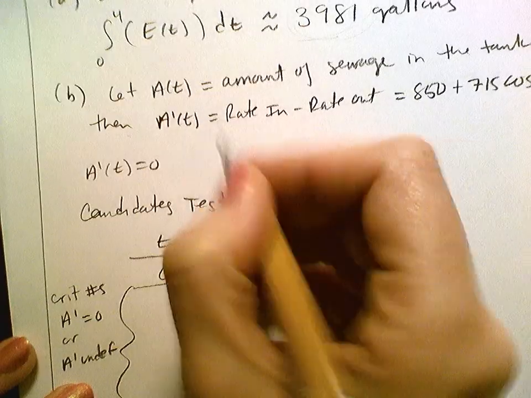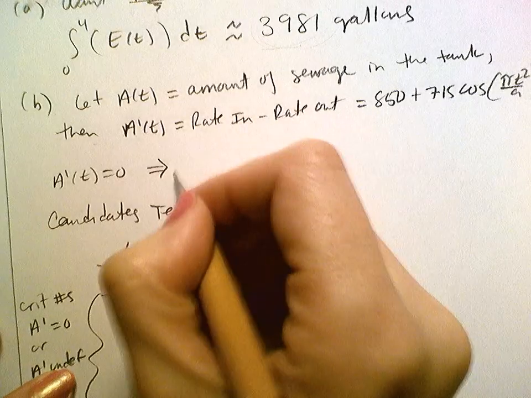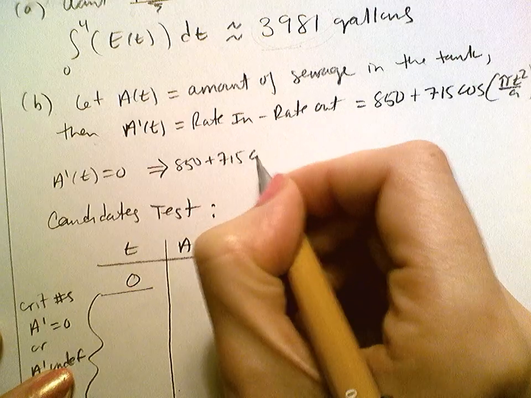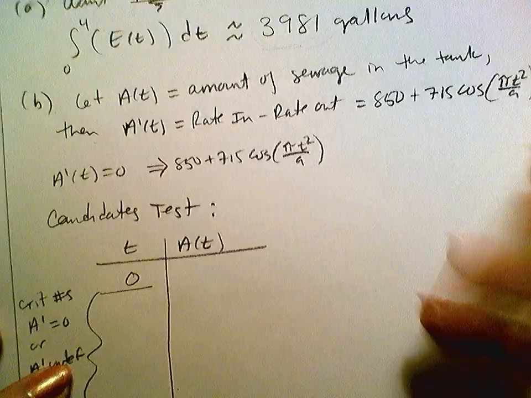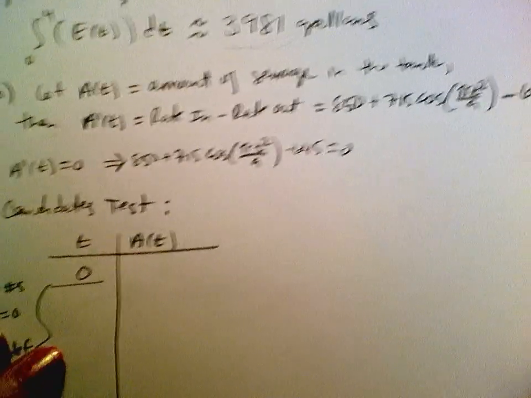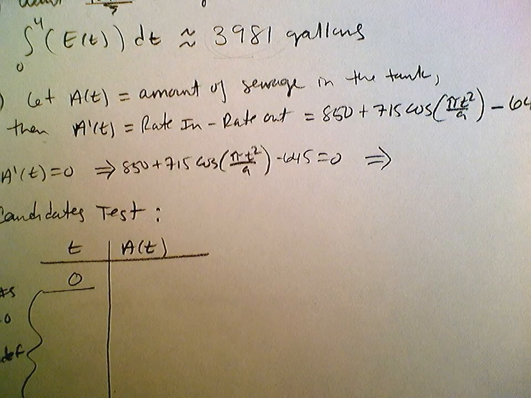A prime of T equals 0. Then 850 plus 715 cosine equals 0. Okay, so this is a calculator section.